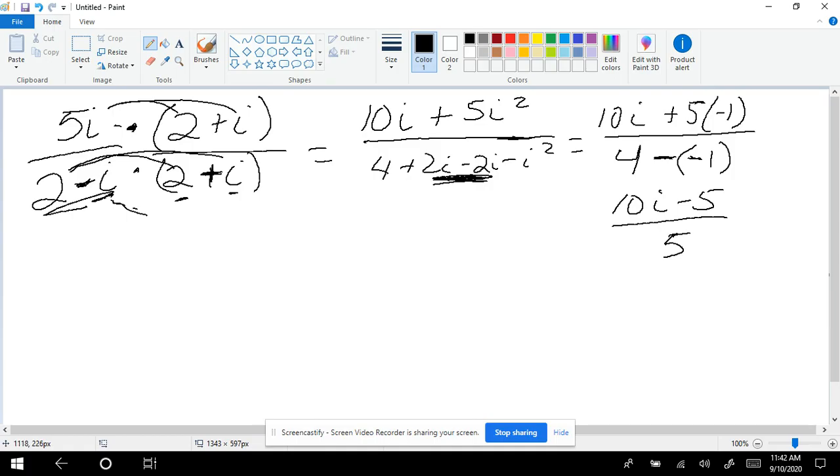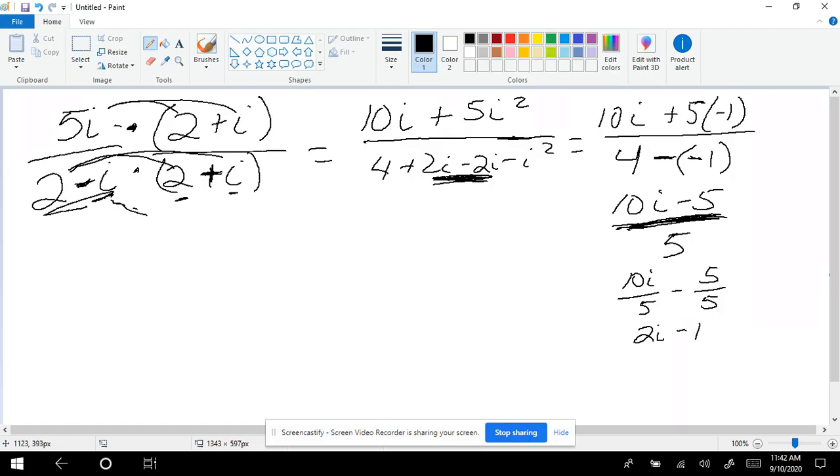We're then going to use our mathematical tools to break this up into 2 separate fractions. We're going to have 10i over 5 minus 5 over 5. So put both terms in the numerator over the term in the denominator. From there, we are going to be able to reduce. And so 10 divided by 5 is 2. So we get 2i. 5 over 5 is the same as 1, so minus 1.